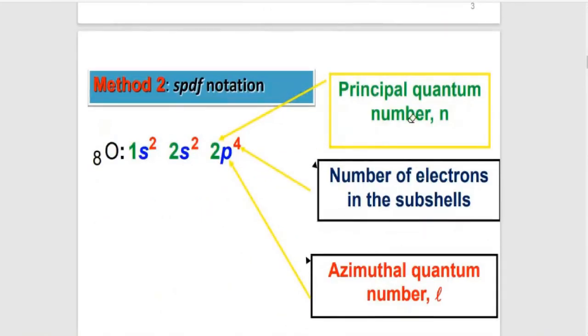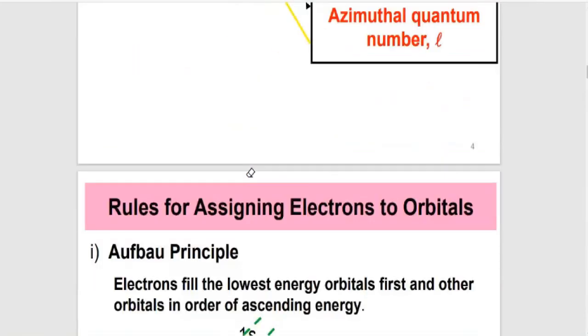Okay, so sekali lagi, hijau tu principal quantum number and biru tu ialah angular momentum quantum number ataupun azimuthal quantum number ataupun subsidiary quantum number which is L. And then the 4 is referred to the number of electrons in the subshell. So in the 2p subshell, which is 4 electrons. Okay dah.